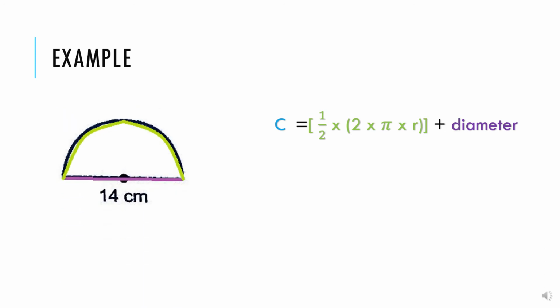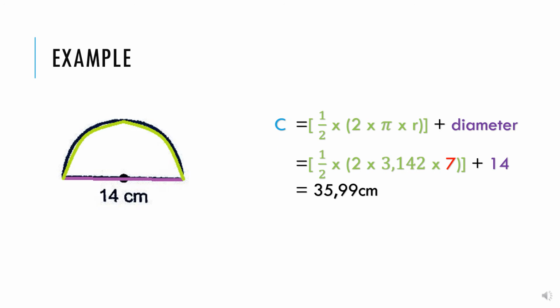So in an example, they could give us only the value of the diameter, or they could give us the value of a radius, but we would just then have to multiply the radius by 2. So in this example, the diameter is 14 centimeters. All we have to do is substitute the values into the formula, but like I just mentioned before, the formula says a half times 2 times pi times the radius plus the diameter.